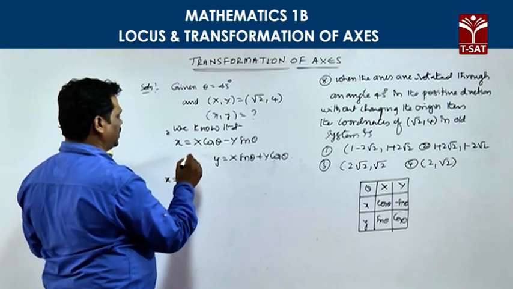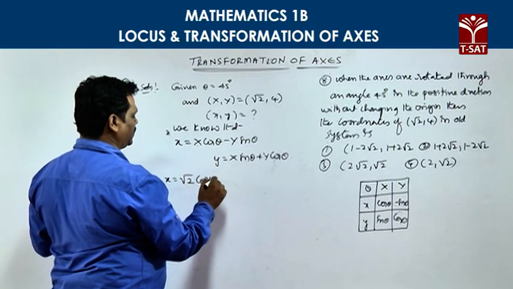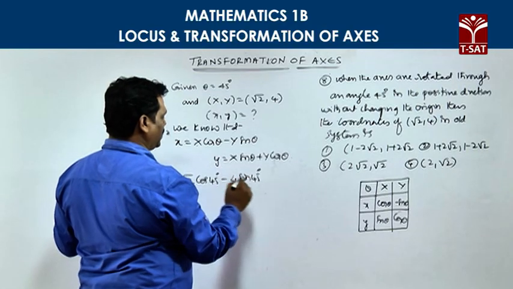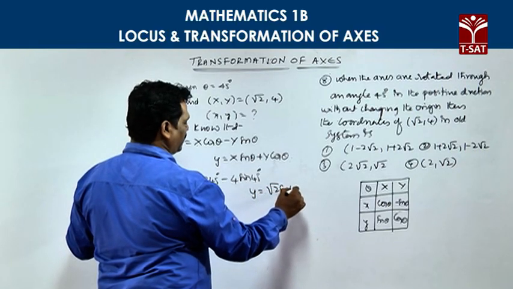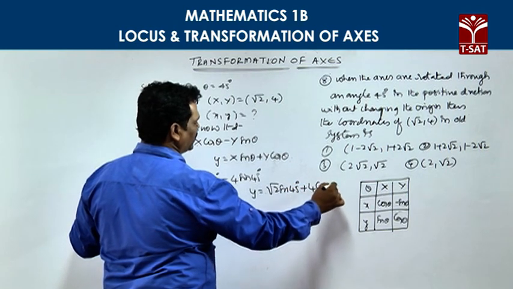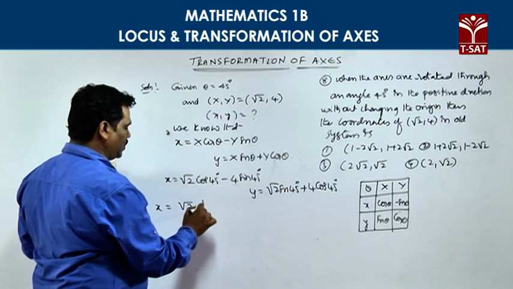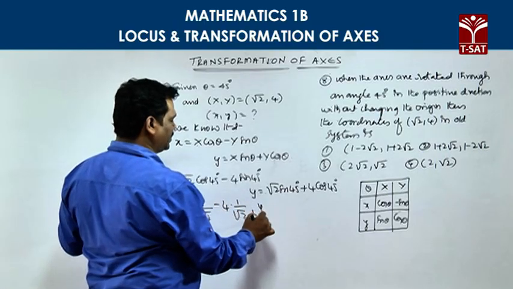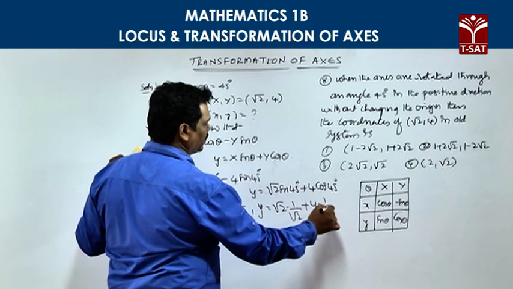Small x is equal to X is root 2 cos 45 degrees minus Y is 4 sin 45 degrees, and small y is equal to X is root 2 sin 45 degrees plus Y is 4 cos 45 degrees. So here x is equal to root 2 into 1 by root 2 minus 4 into 1 by root 2, comma, y is equal to root 2 into 1 by root 2 plus 4 into 1 by root 2.